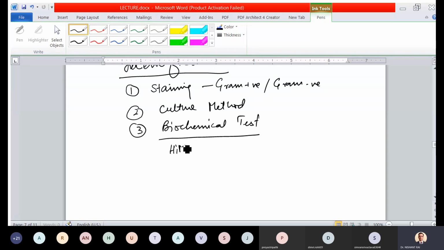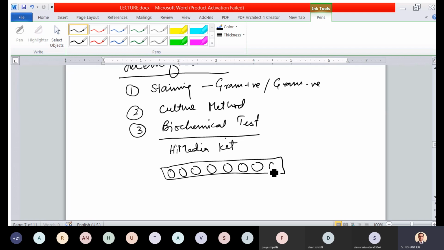For your information, nowadays HiMedia kits are available, which are known as HiMedia identification kits. Using these identification kits, you can easily identify the bacterial genera. ये कुछ इस तरह की किट्स आती हैं जो कि स्ट्रिप्स होती हैं और इसमें वेल्स होते हैं. इसके बारे में फिर मैं कभी और डिस्कस करूंगा इन डिटेल.